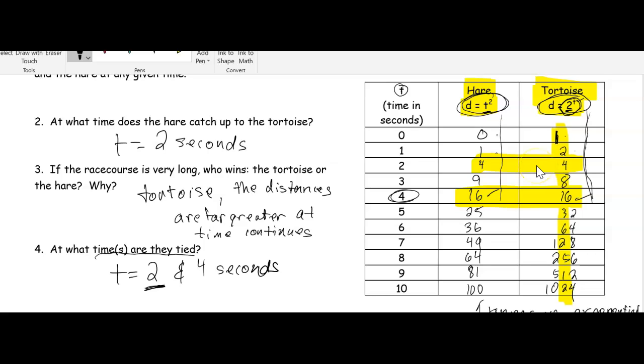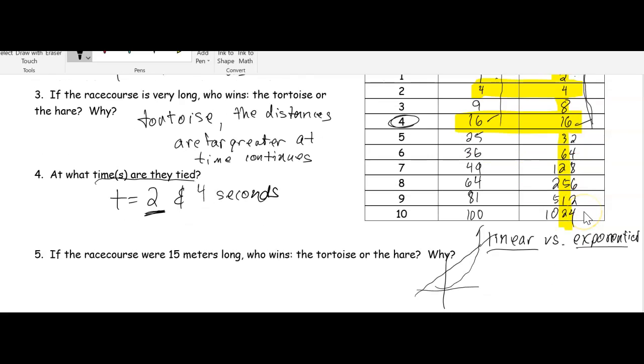I think it's going to be the hare. Okay, and why do you think that, Andrew? Because at 16 they're the same, or at 4 seconds they're the same, but at 3 seconds it's just one above the tortoise. Good. So they end up being tied after 16 meters, but if we go back to 3 seconds, notice who was winning? The hare was winning at that point.